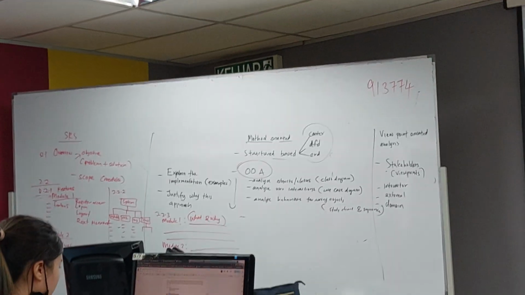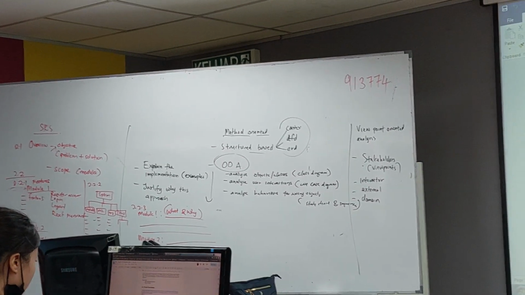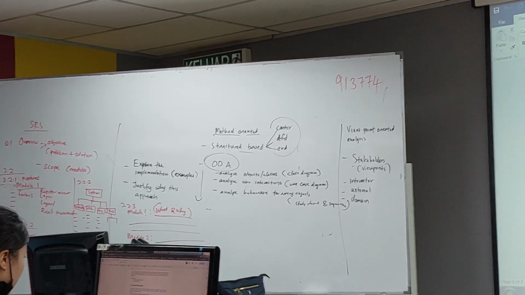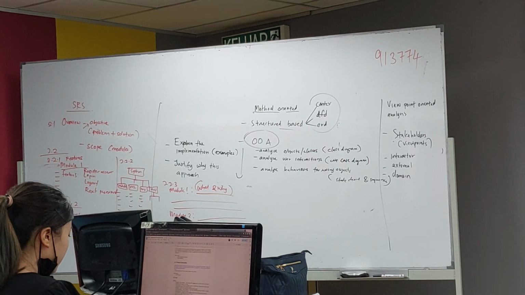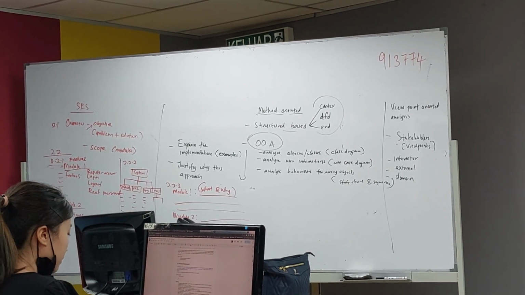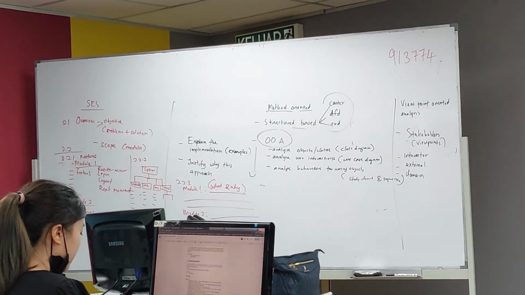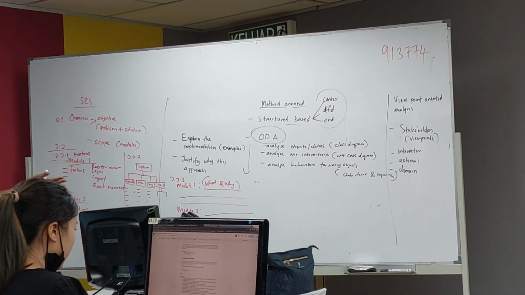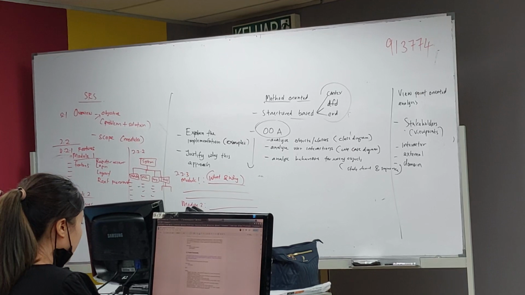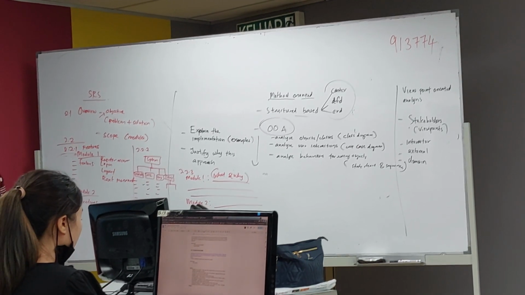Then lastly, the most important part, the class diagram. All of this is group work. I haven't touched the individual part. I will tell you which one is individual. You can double check the marking scheme, where I will show you clearly which one is individual. But no worries, when I explain, I will tell you which one is individual. So now we are going to do the class diagram.